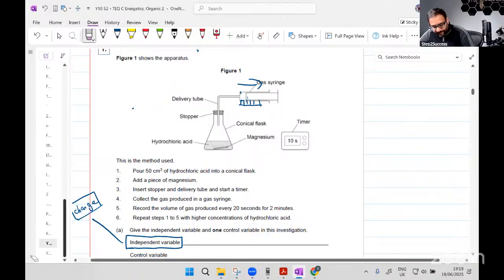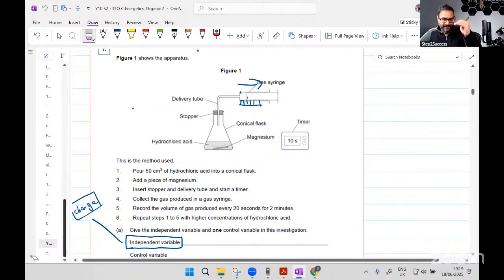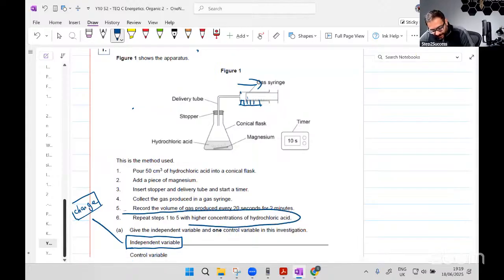What I always tell people when I do exam revision with them is that when you get a question like this, where it tells you what we're going to do in steps, often the last step will tell you what the independent variable is, because it tells you what we're going to change next time. So we repeat it all and change this. There's no point writing the steps every single time. We'll do the same thing again, but with this little change. And the little change is the concentration of the acid. That is the independent variable here.